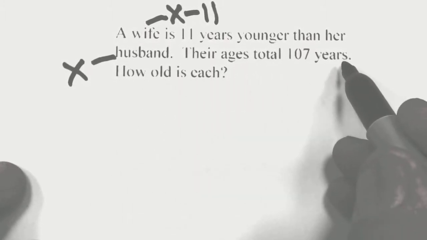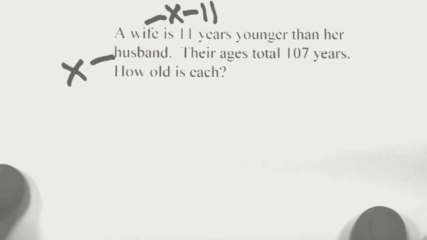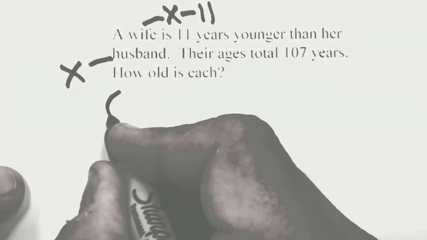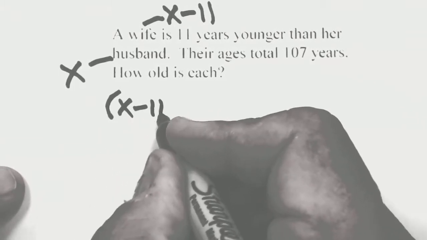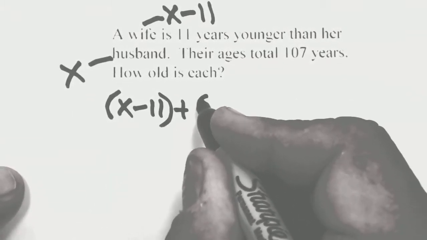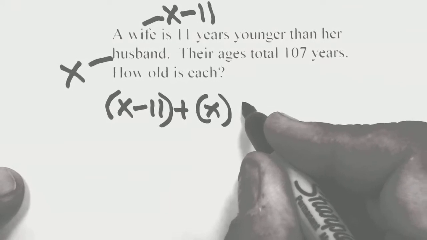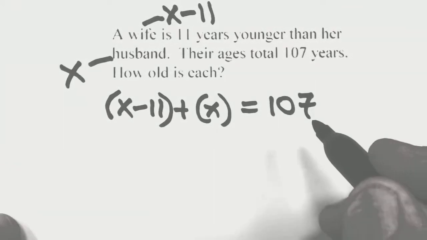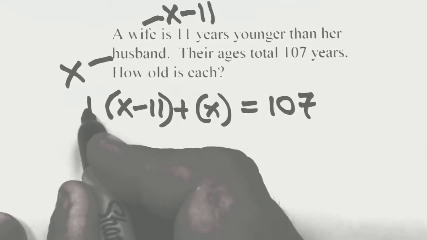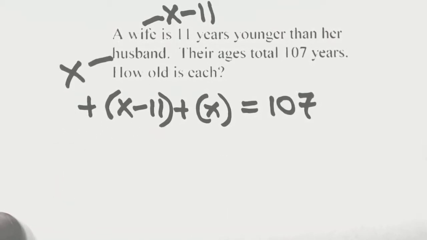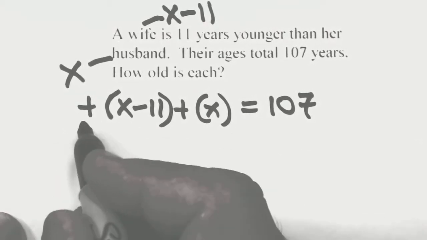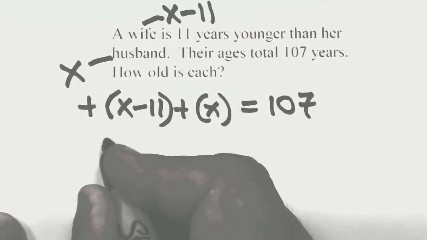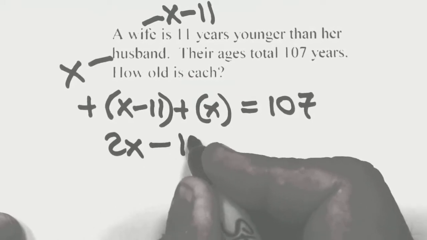Now, together their ages total 107 years, so what we're just simply going to do is add these together. Okay, the wife is x minus 11. We're going to add to that the husband, which is x, and that has to equal a total of 107 years. Okay, officially again, we've got a plus in front of this first set of parentheses. So we turn around now, and there's no changes occurring with those plus signs, so we have a total of 2x minus 11.